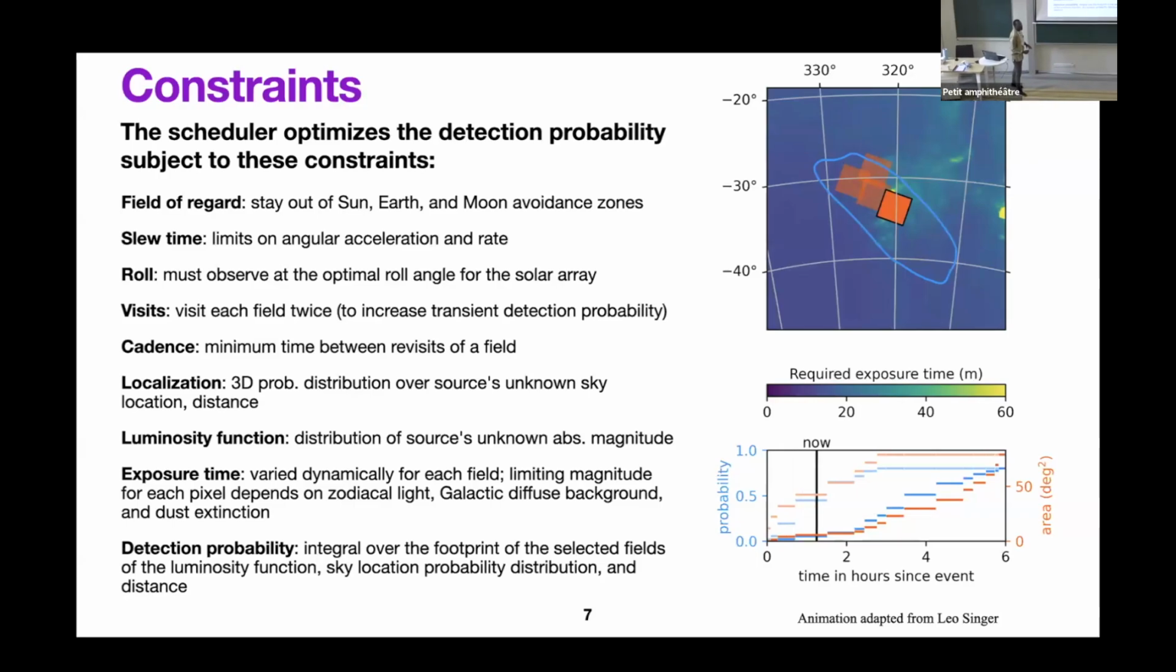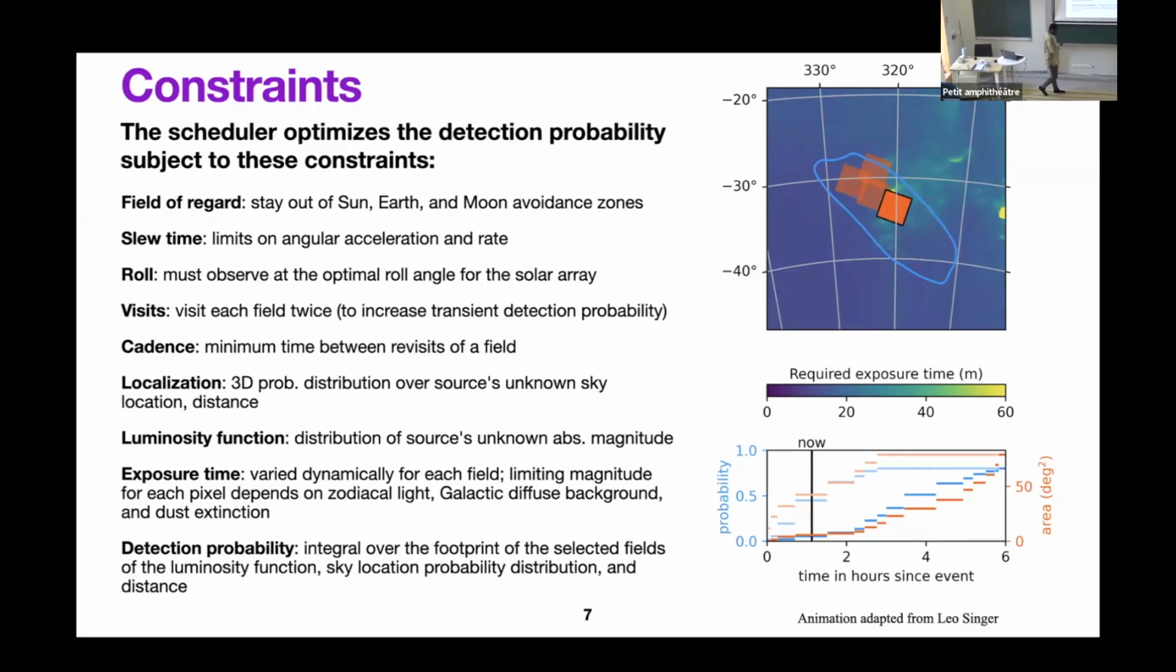Okay, let's talk about the observational constraints we implement in our scheduler. We have the field of regard, which means that ULTRASAT should point outside of the Sun, the Earth, and the Moon. We also have the stray light, and the stray light is focused on the observation between the fields. We have the rules that concern the solar panels, and we can revisit the same field in order to increase the probability of detection.